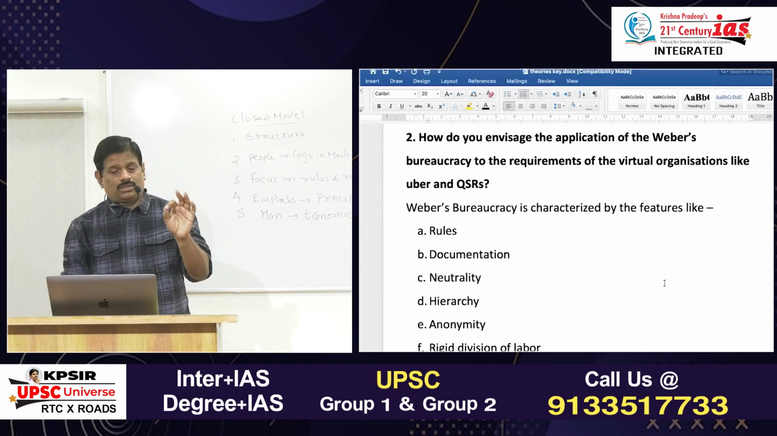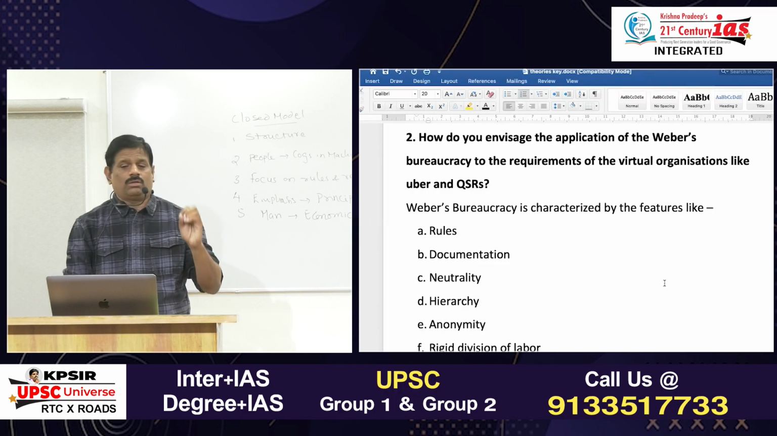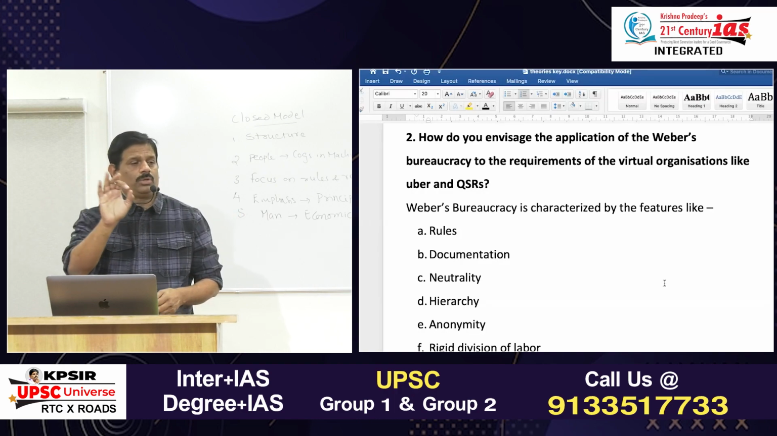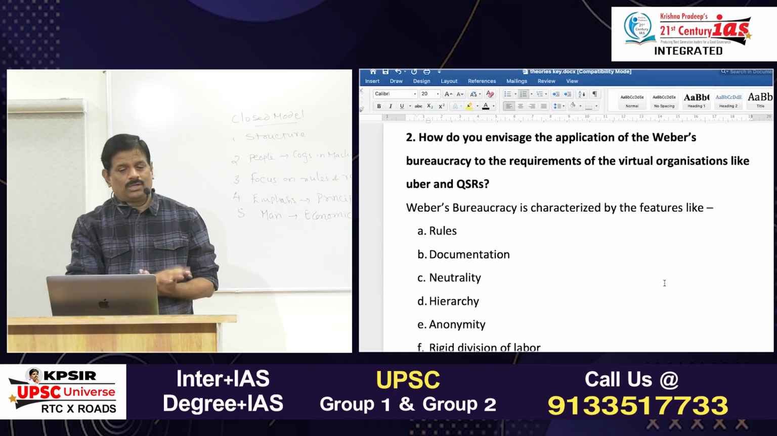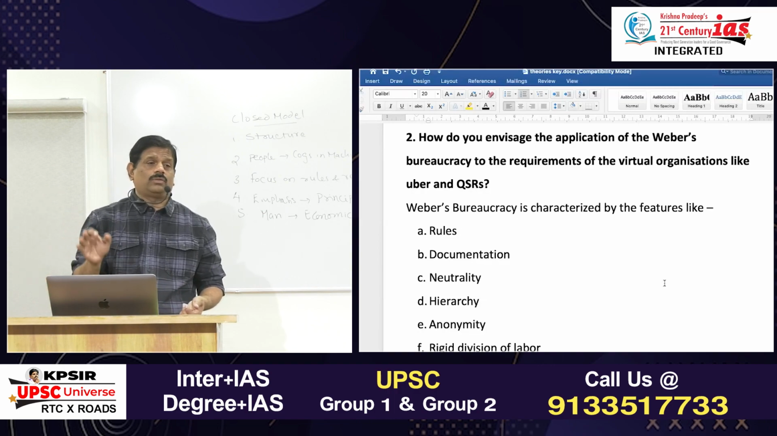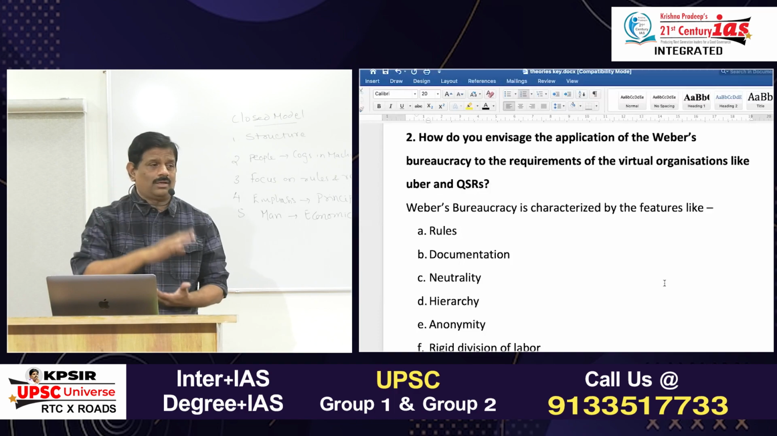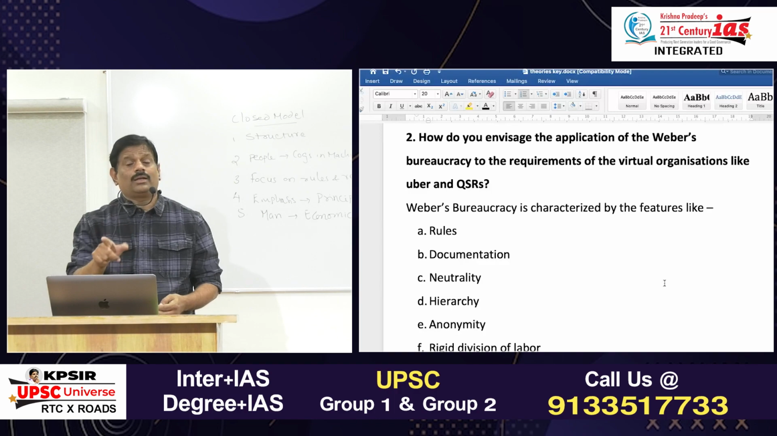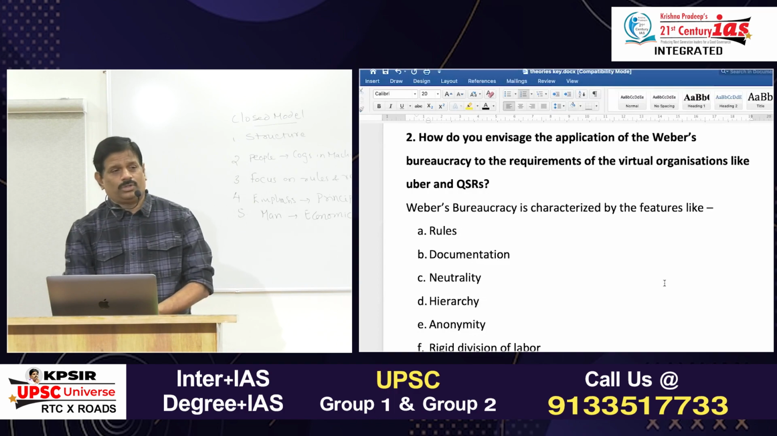So in the introduction, you should talk about what is Weber's bureaucracy, the meaning of Weber's bureaucracy. Bureaucracy, as assumed by Weber, is an organization characterized by rules and regulations, while virtual organizations are those organizations which seem to exist but do not exist in reality. They do not exist in reality means they will not produce those things which we assume that those organizations are producing.